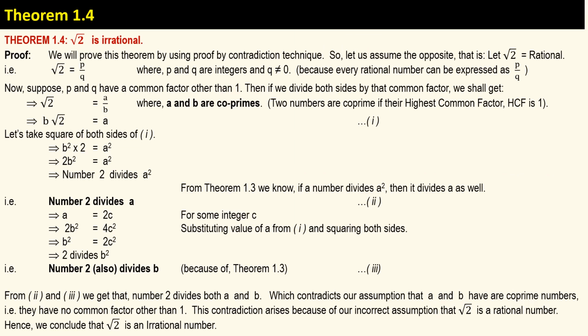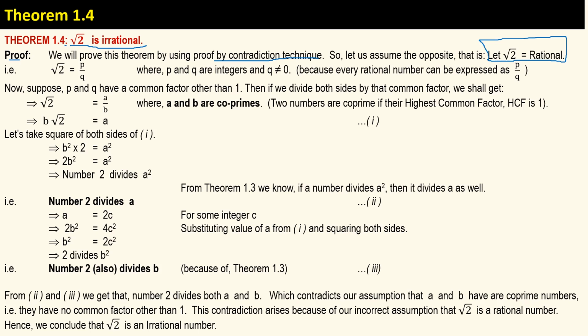Theorem 1.4 states that square root of 2 is irrational. And let's try to prove this. We will prove this theorem by using the proof by contradiction technique. So let's assume the contrary to what the theorem says, and let's say the square root of 2 is a rational number.